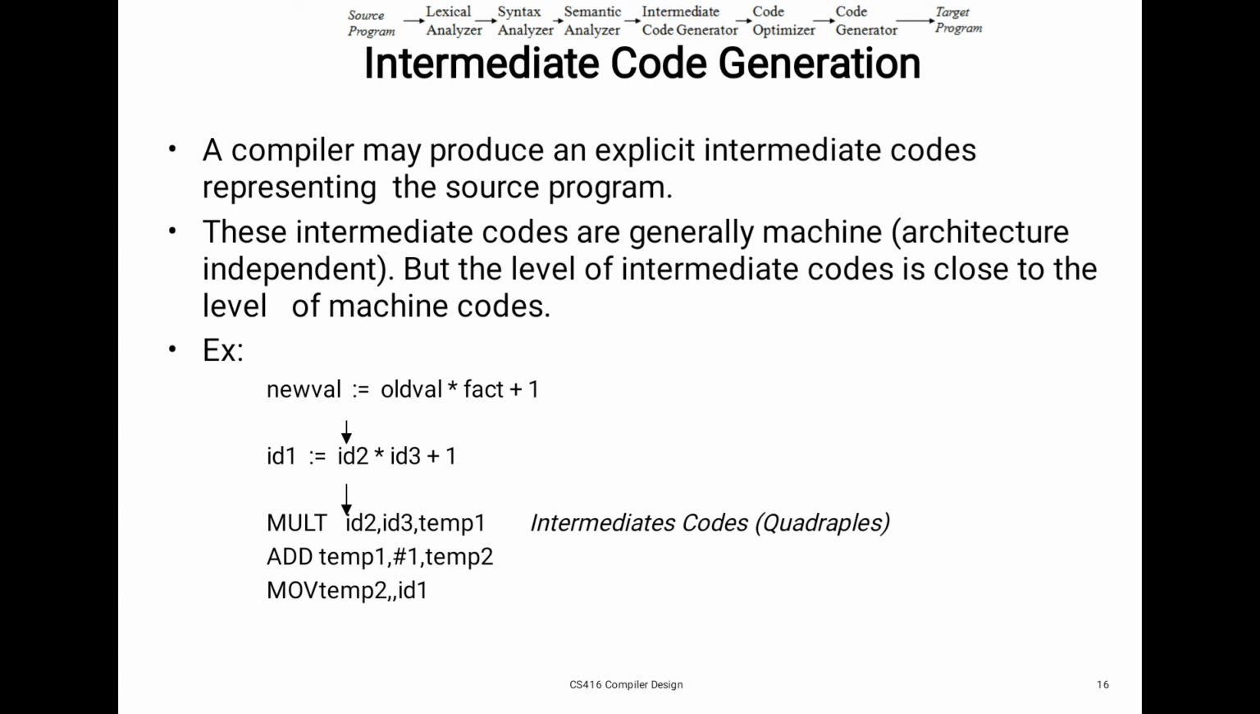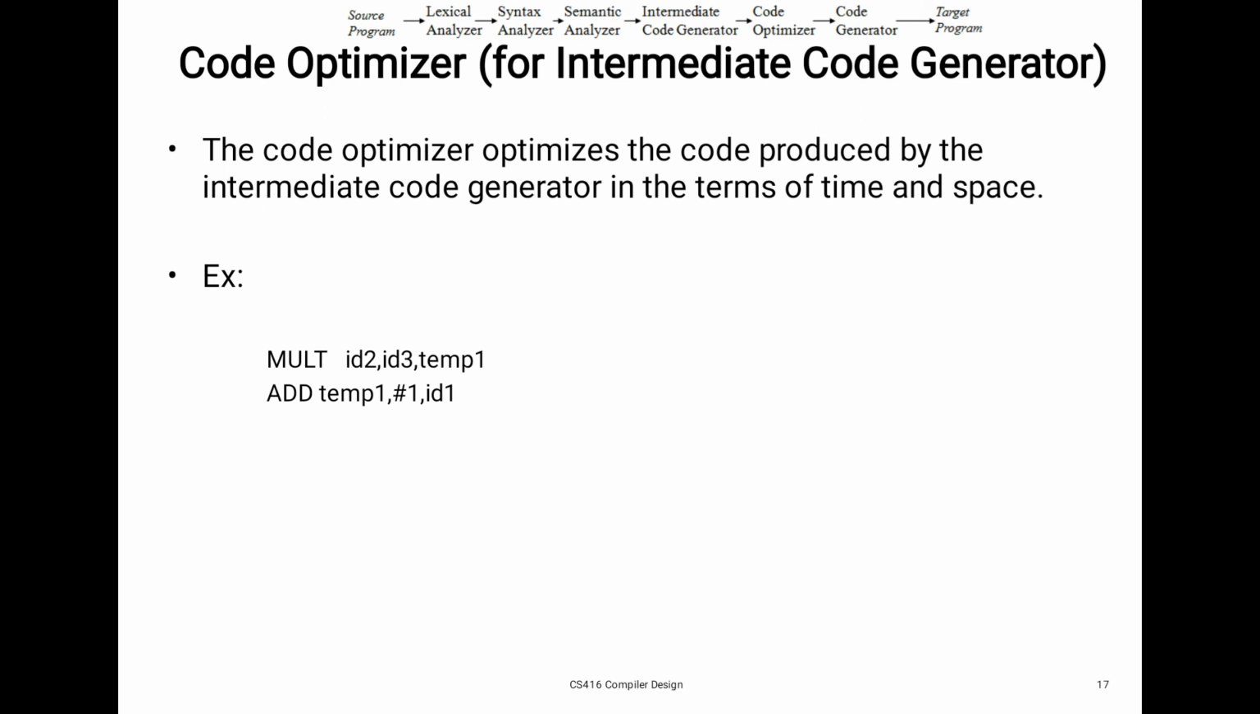So here the quadruple is there, 1, 2, 3. Then temporary 1 value is added with 1, that is a number, which we represent as hash 1, and it is stored in temporary 2. Then move this temporary 2 value to identifier 1. So this is called an intermediate code generator.